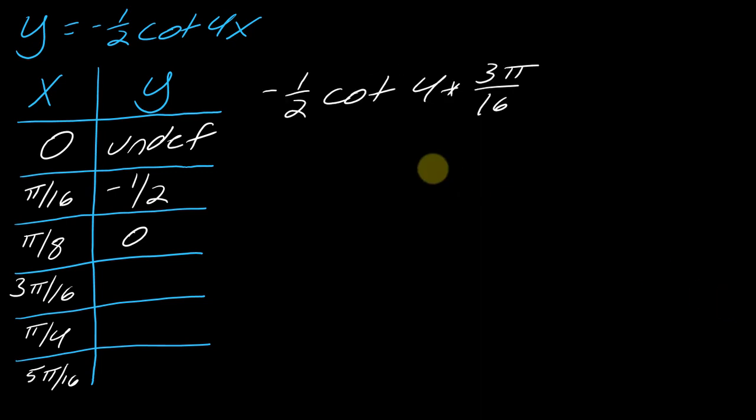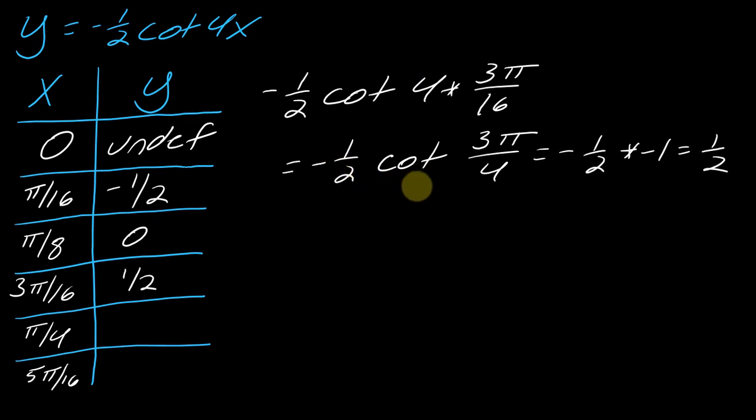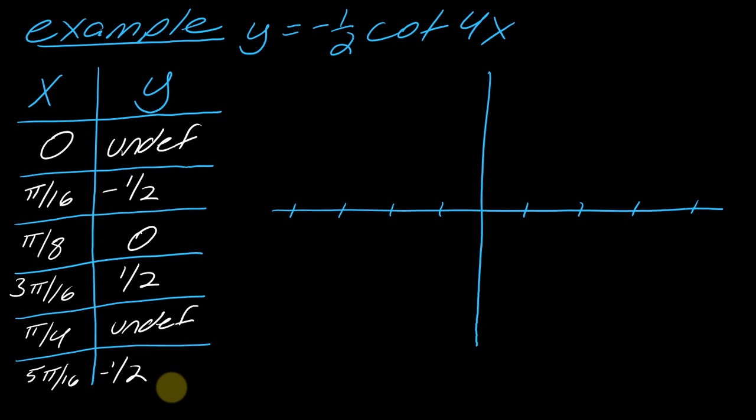If I continue on with 3 pi over 16, this will simplify to negative 1/2 cotangent of 3 pi over 4, so that'll equal negative 1/2 times negative 1, so this ends up becoming a positive, which we would expect, right? We always have a negative and a positive when we're going through these. And then as I continue on, this will be undefined, and then the period starts again. Okay, so I've got all my points, so now I can go ahead and get to work.